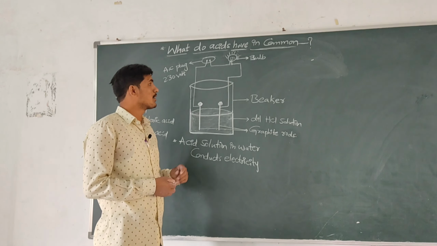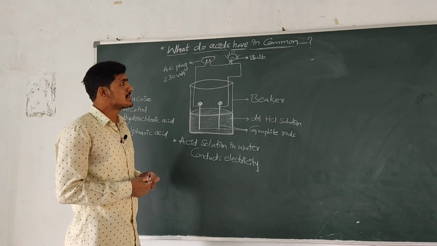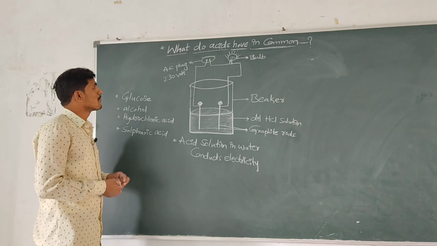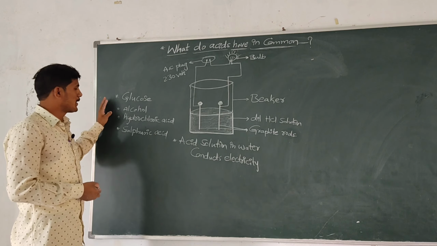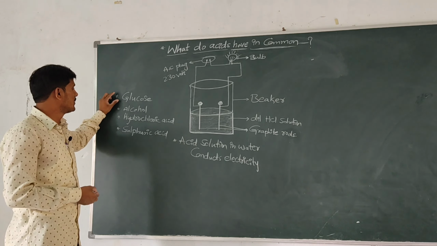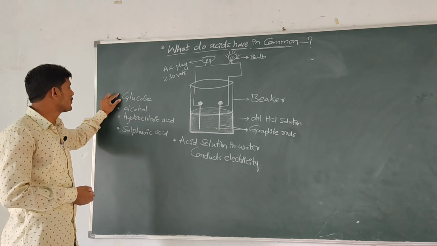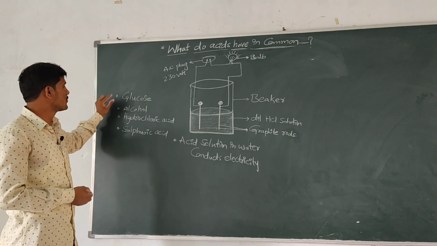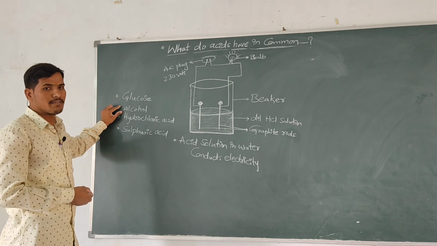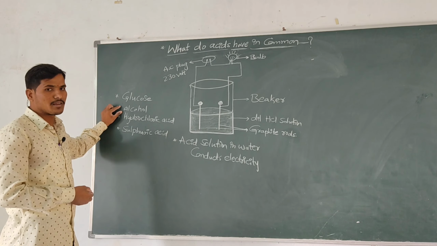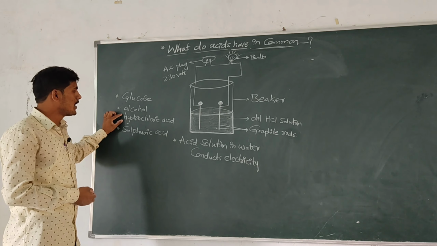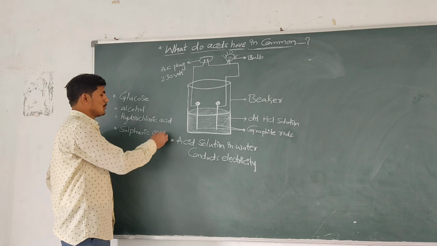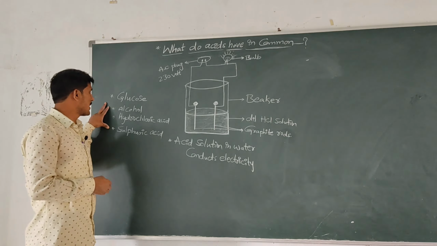Now, dear students, we are going to discuss what acids have in common. Here, prepare 4 different solutions. The first one is a glucose solution, and the glucose formula is C6H12O6. Then an alcohol, take any one alcohol, such as ethyl alcohol, methyl alcohol or propyl alcohol. Next, hydrochloric acid and sulfuric acid, which are 2 different acids. Prepare these 4 types of solutions.